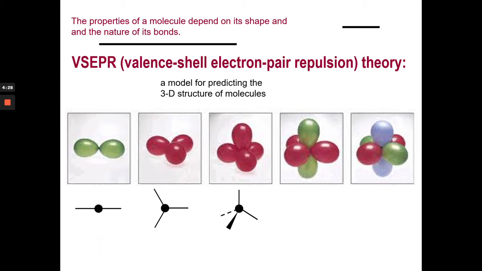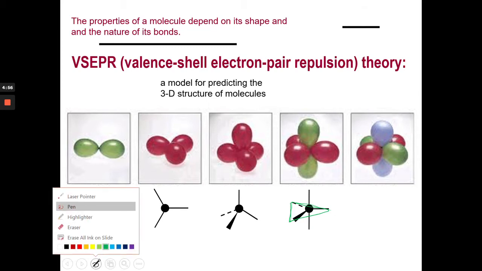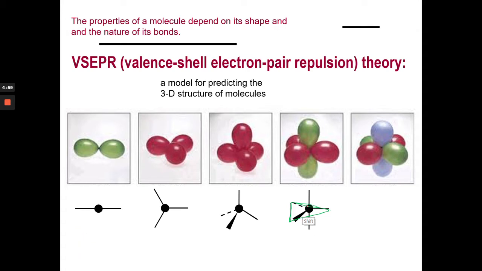So for the fourth one here, it has 5 different domains. Now, 3 of the domains, these 3 that I'm drawing green right now, which are represented by the red balloons, are what we call the equatorial electron domain regions. And they are 120 degrees apart from one another, as you might expect. Then, I'll use red, there's one that goes up and then one that goes down. Those are the green balloons. And of course, those are 90 degrees from the plane.